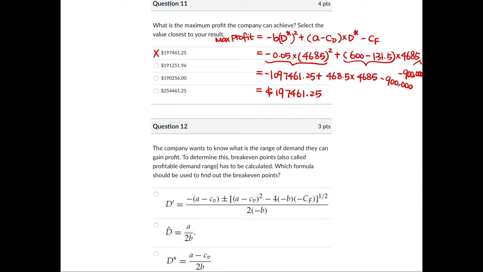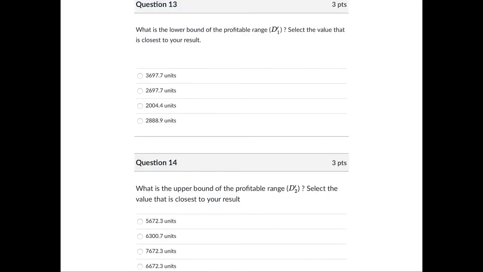And next question, the company wants to know what is the range of the demand they can gain profit. So break-even points. You want to calculate your break-even points. So this is going to be the equation, long one. And now, what is the lower bound? What is the upper bound? So what is D1 prime? What is D2 prime? That's the question. And so, the tricky part is not about the equation, it's about how you calculate it.